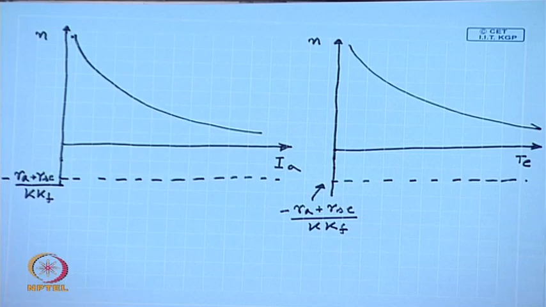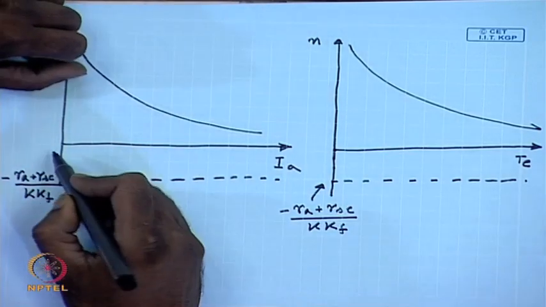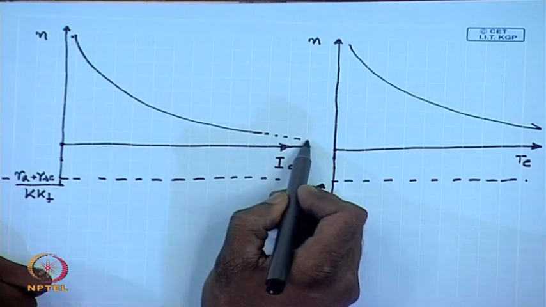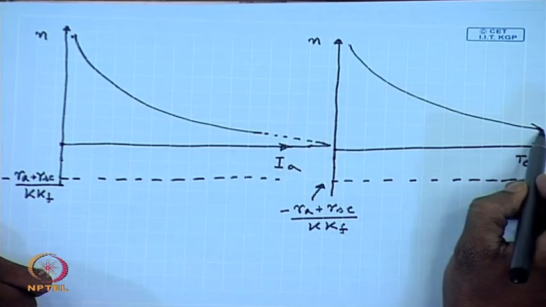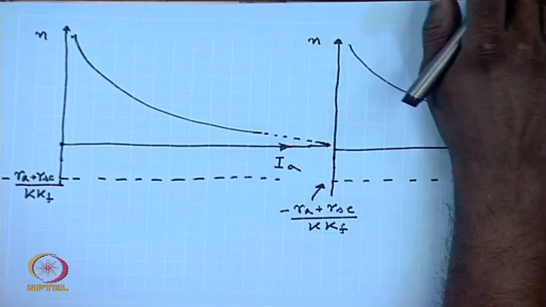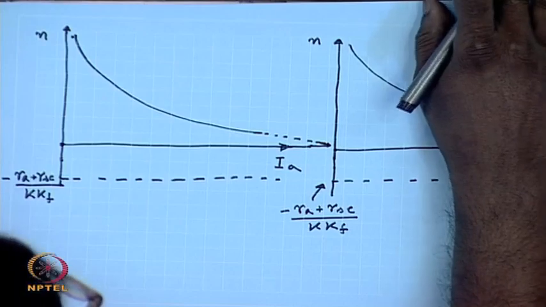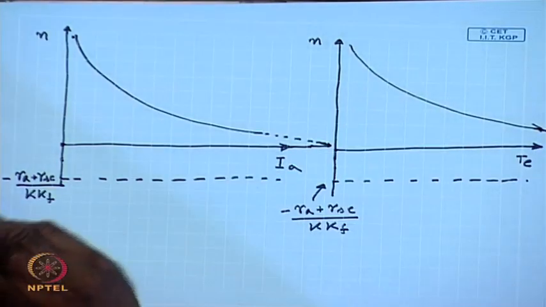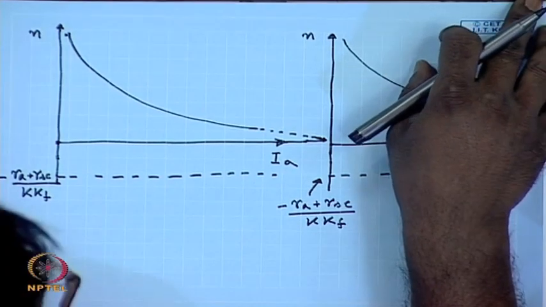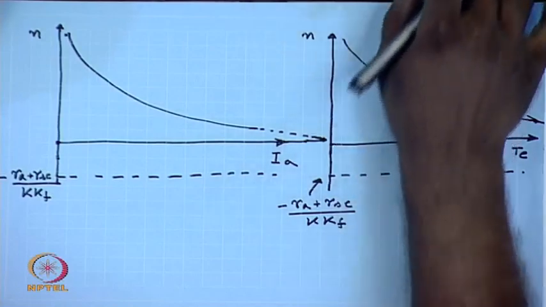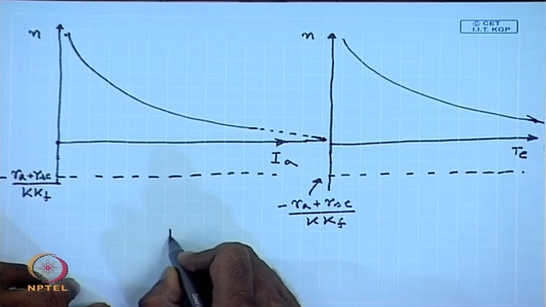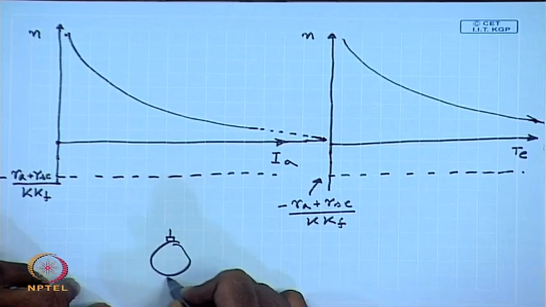Obviously, at start, that is at n equal to 0, the current and the torque will be determined by the intersection of this curve with the x axis. In normal situation, this current will be almost an order of magnitude larger than the rated current of the machine, so will be the torque. We have seen for DC shunt machine also a similar situation arises. Therefore, it is necessary to limit the starting current even in case of a DC series motor, and that can be done by putting additional resistance in series with the armature.